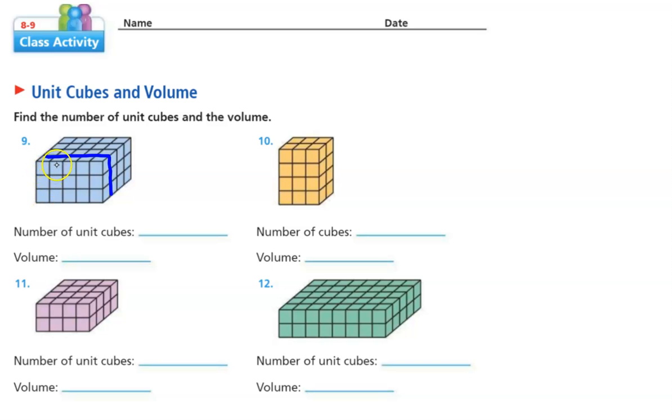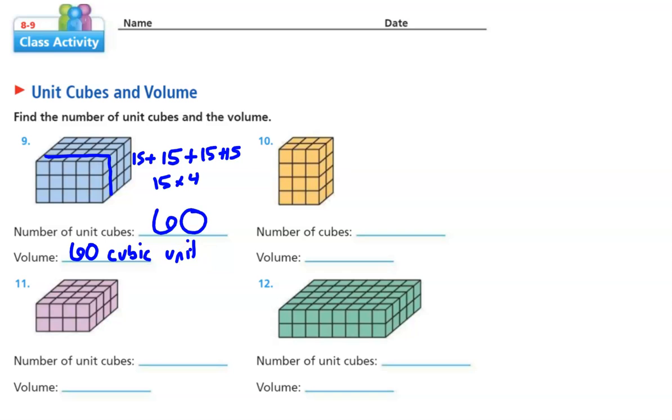There's 1, 2, 3, 4, 5, 6, 7, 8, 9, 10, 11, 12, 13, 14, 15 little groups of cubes on my front face. And then there are 1, 2, 3 more groups, which makes for a total of 4 groups. So one option is I could just simply add together 15 4 times. Or I could do 15 times 4. But no matter what you do there, your answer is that you should have 60 cubes in total. And let's write that down as 60 cubic units.